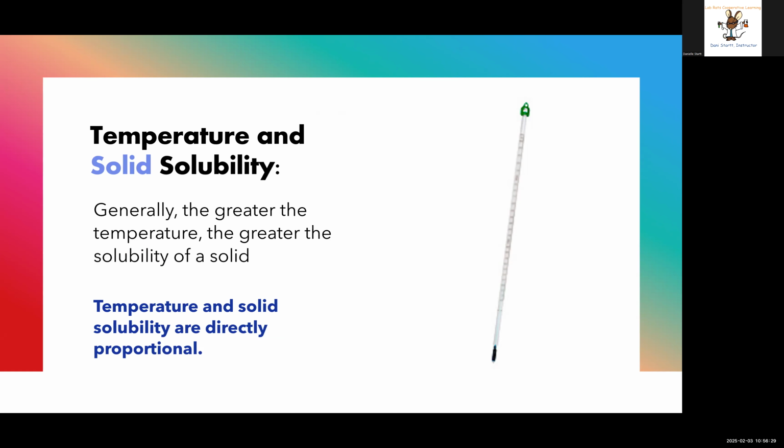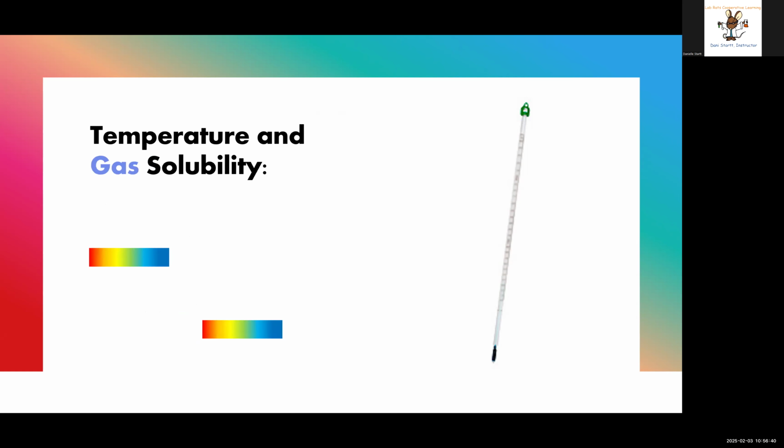And we've done this in lab already. It was one of our earlier labs, when we were dissolving potassium chloride and sodium chloride, and they had different measures of solubility for different temperatures.